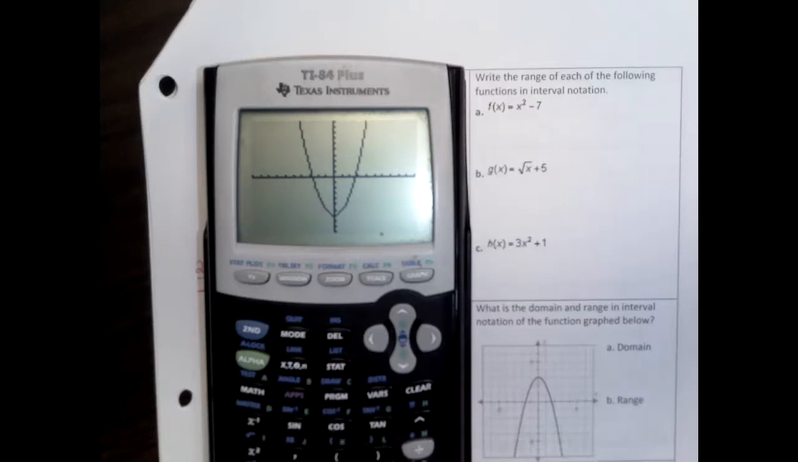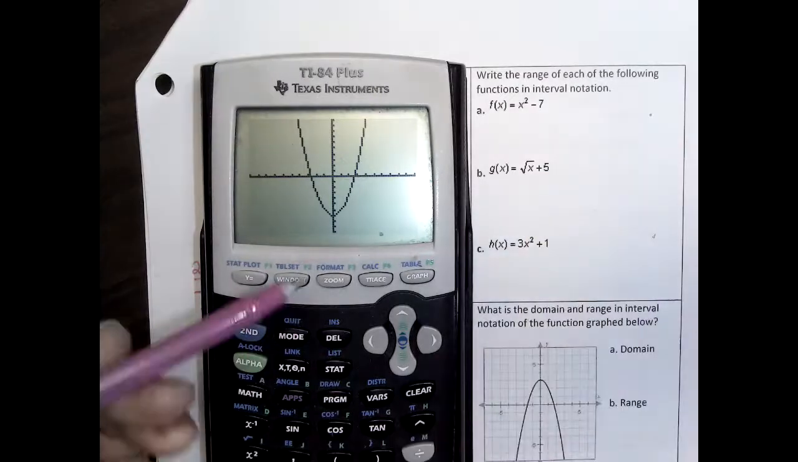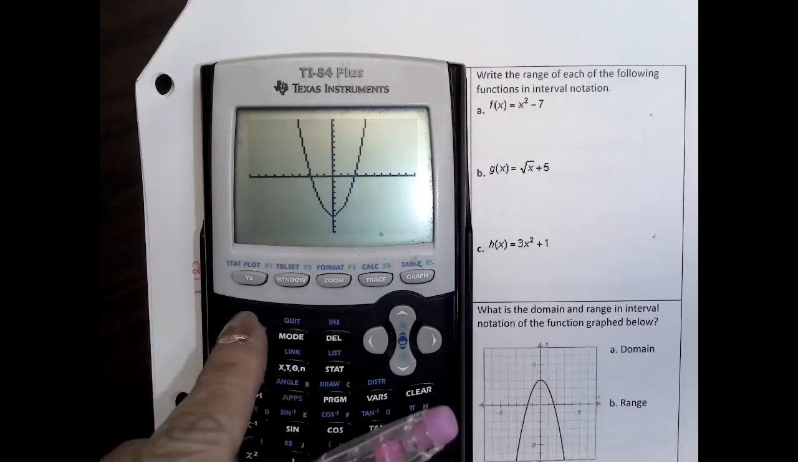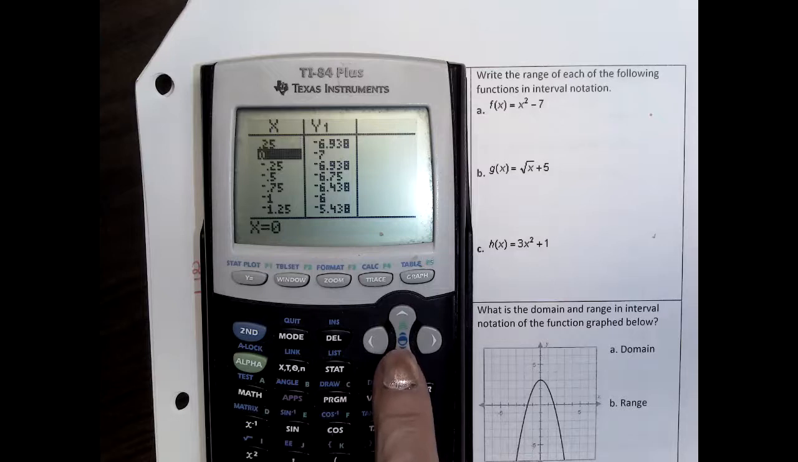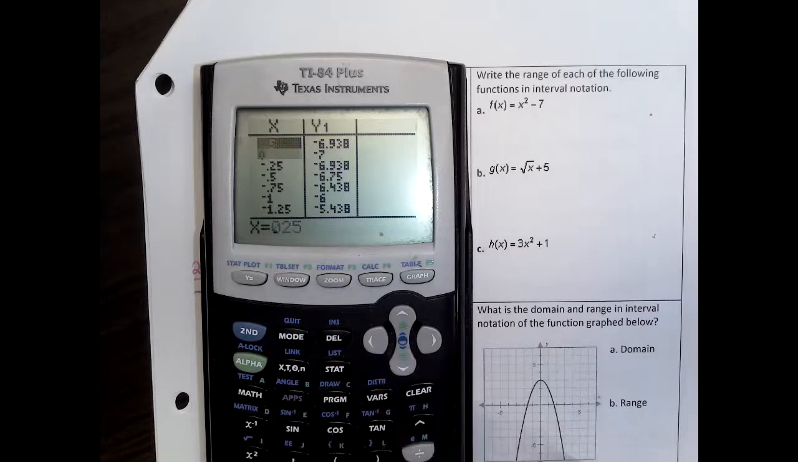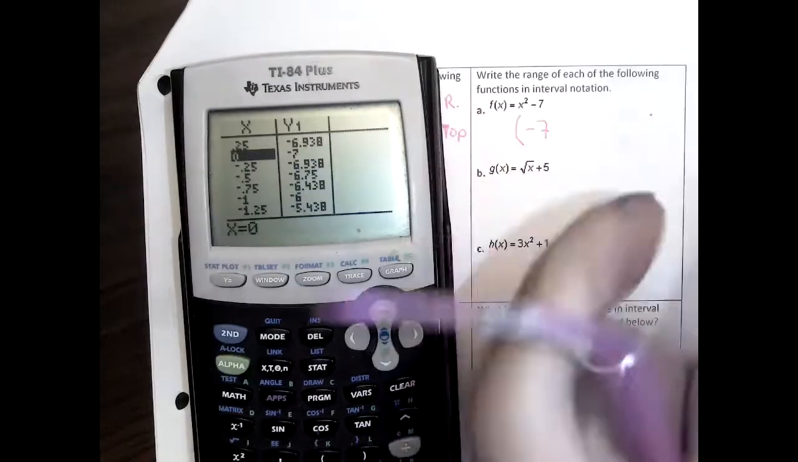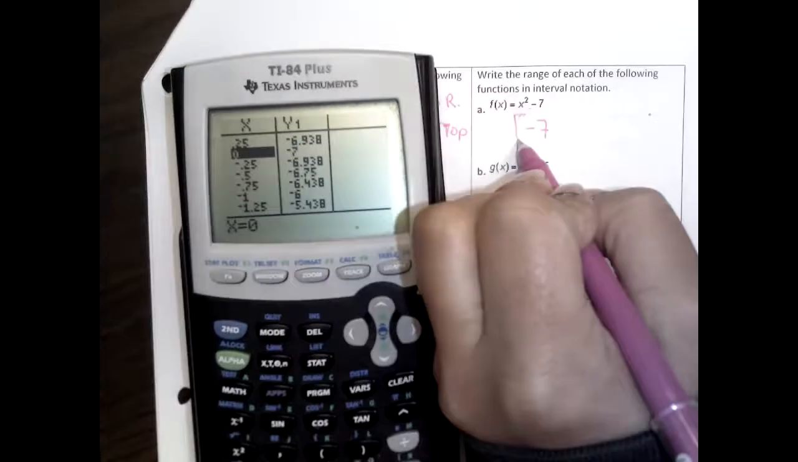And we want the range. So with range, remember, we always start at the bottom and go to the top. So looking at this graph, how far down does it go? Well, if you're unsure, hit second graph and open your table up. And we can see how far down it goes. Well, at 0, it's at -7. And look, on either side of 0, it starts going back up again. It's -6.93. So the very lowest this thing is going to be is -7. And it does touch -7.